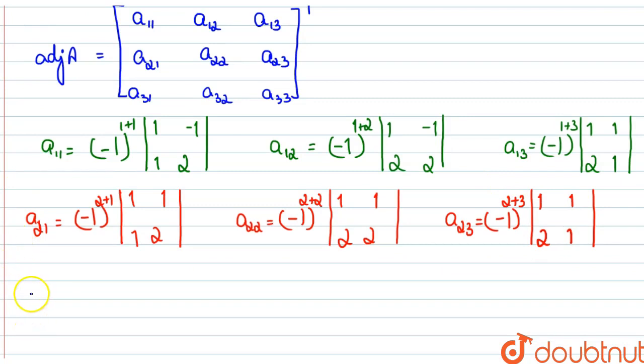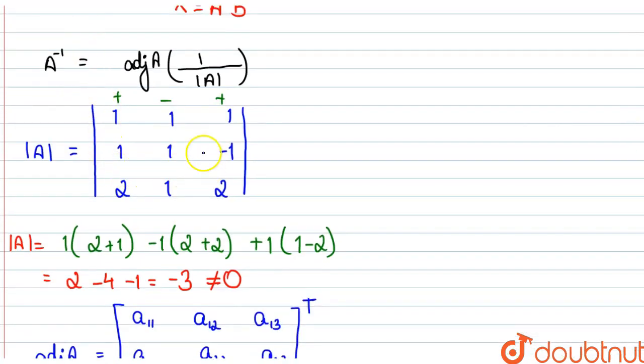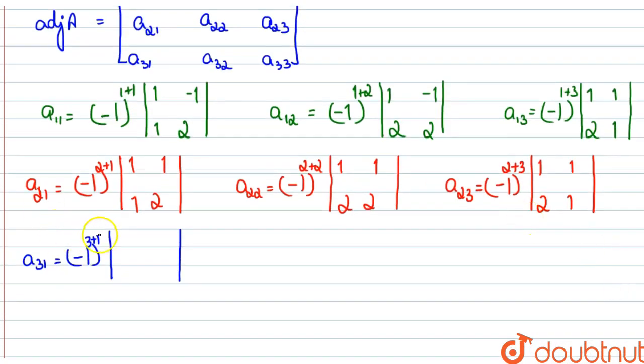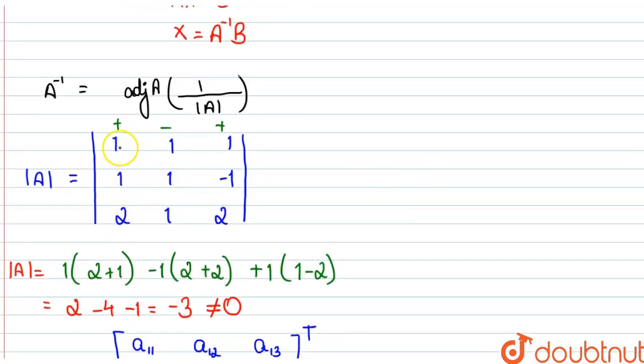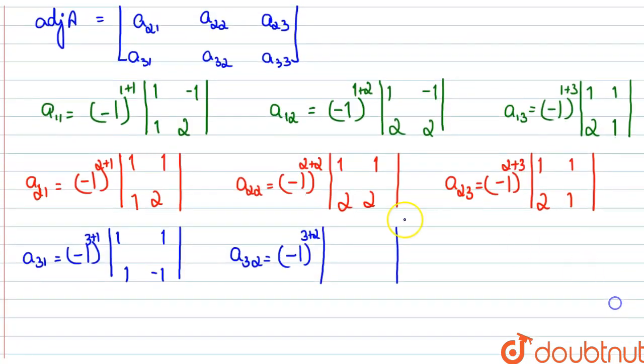Now we'll go on to our A31. So A31 will be minus 1 to the power 3 plus 1. And determinant of. Now we leave our third row and first column. So we'll have 1, 1, 1 minus 1. Now our A32 will be minus 1 to the power 3 plus 2. Now we leave our third row and second column. So we have 1, 1, 1 minus 1.